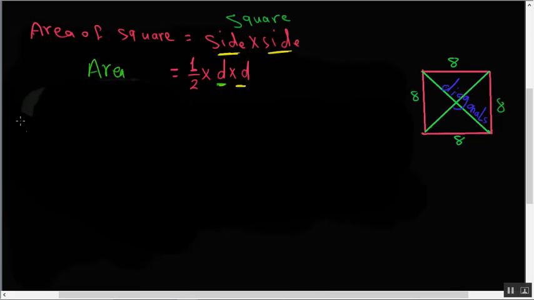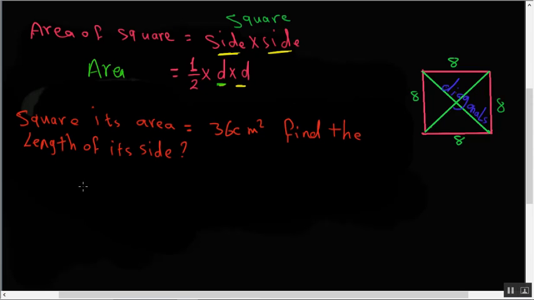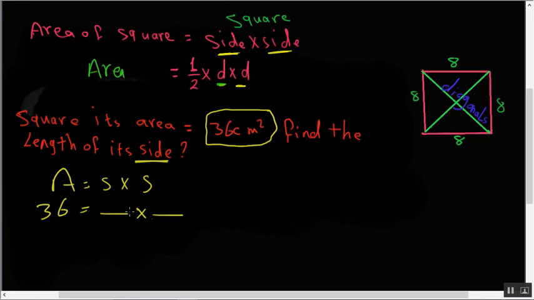In this question here he said a square, its area equals 36 square centimeters. Find the side length. Here he gave me the area. He said area equals 36 square centimeters, and he wants to find the side. We said area of a square equals side times side. But here he gave me the area, so 36, we want a number times itself that will be 36. So we'll say 6 times 6 equals 36. So side length here equals 6 centimeters.